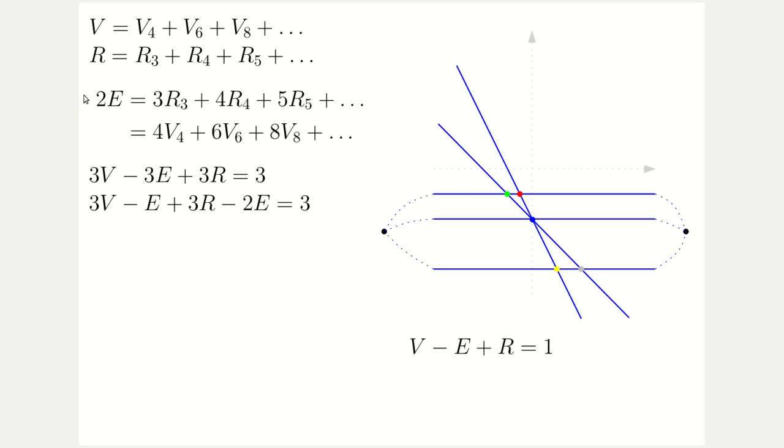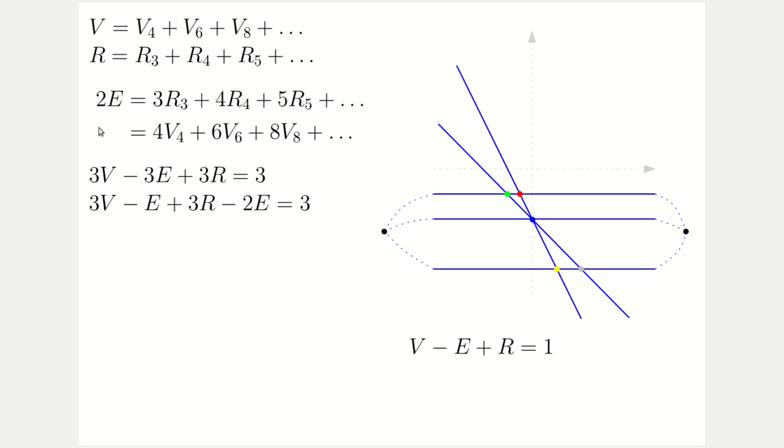At any rate, there are 2 ways to write the number of edges. One using the number of regions, and the other one using the number of vertices. A vertex of degree 4 counts 4 edges, a vertex of degree 6 counts 6 edges, a vertex of degree 8 counts 8 edges, and so on. And this again counts the number of edges double, because each edge is adjacent to 2 vertices.